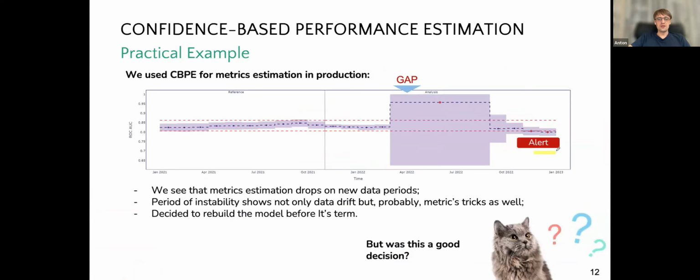Additionally, we can see that the metric behaves unexpectedly during the gap period. In our case, this is likely due to the insufficient number of observations, but generally, it could also be a sign of model instability. So based on these findings, we made the decision to rebuild the model without waiting for the usual rebuilding cycle. And now the question is, was that decision the right one?